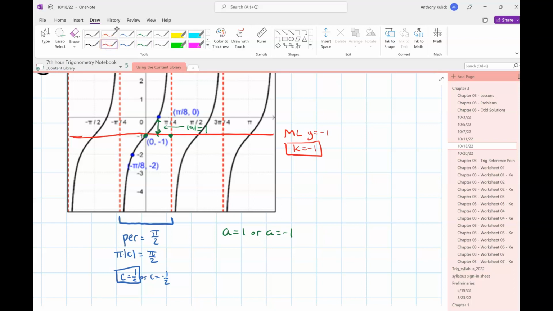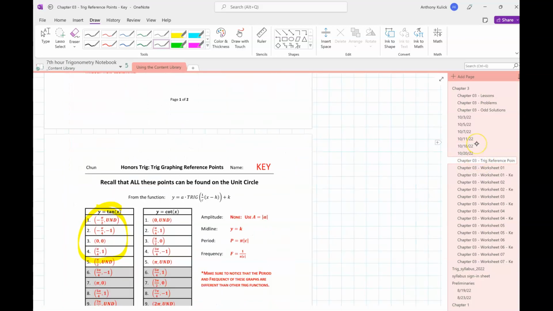Okay. The last thing I need to do then is I need to go to my parent function and pick a point to use. If I go to my parent function for tangent, the point that I would be using is 0, 0. Notice that's a midline point. And prior to that midline point, the graph points down because the y-coordinate's negative. And after that midline point, the graph points up. Notice that the y-coordinate on the next point is positive.